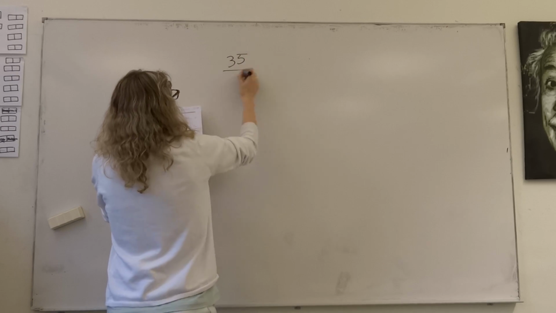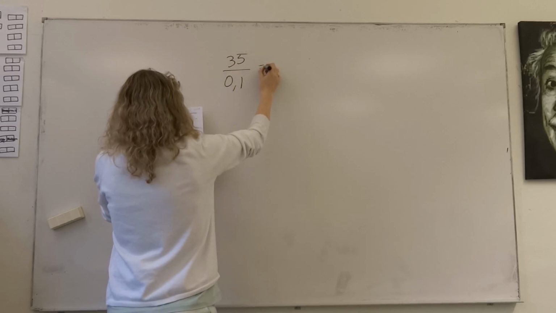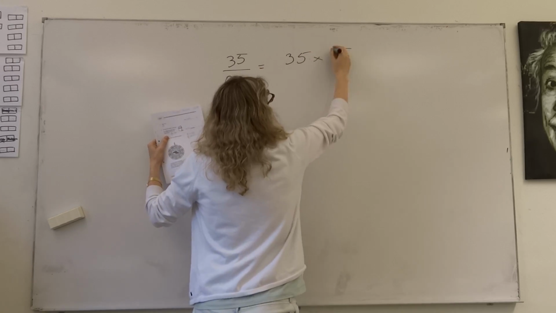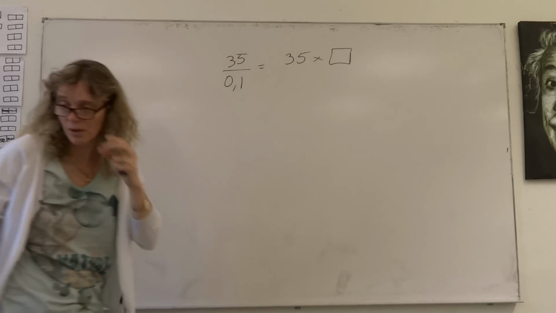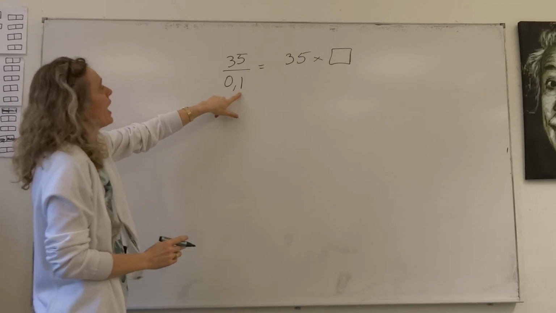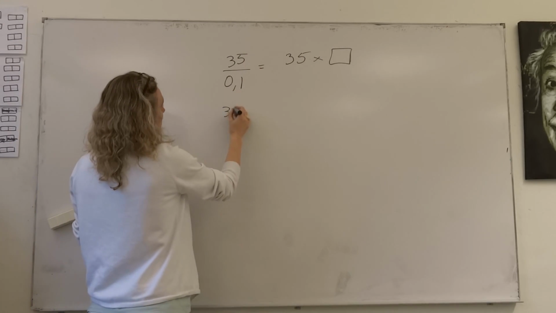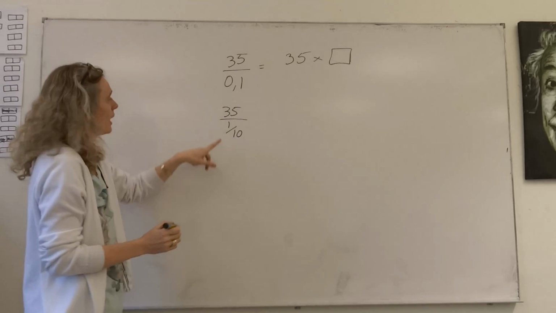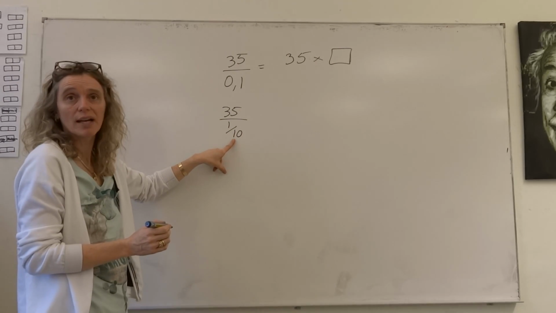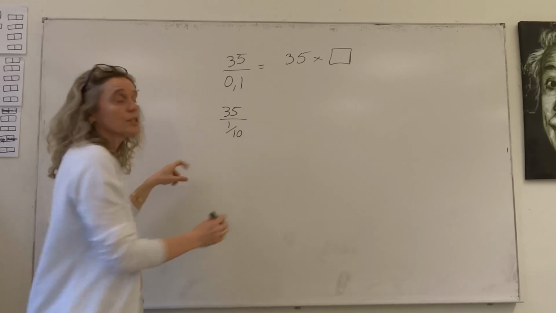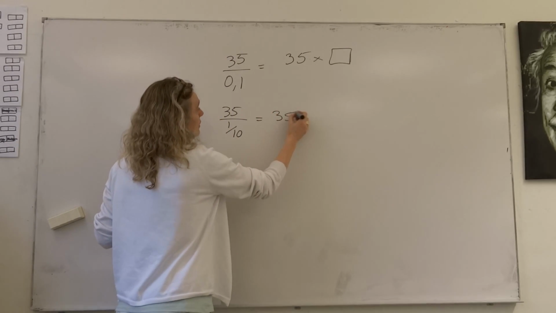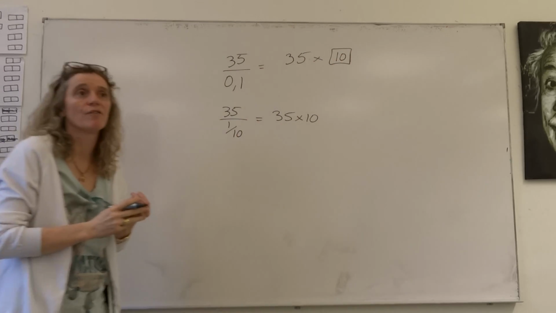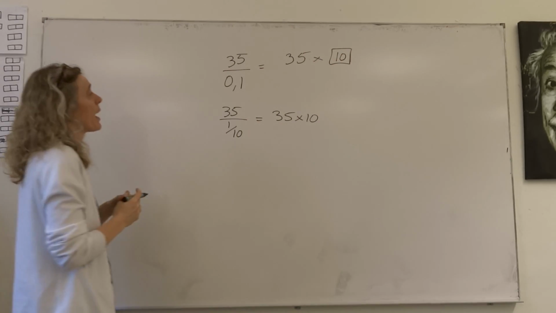35 divided by 0.1 is the same as 35 times something. Well, if we divide by 0.1, it's the same as dividing by 1/10. And here we've got the 10 under the second divide line here, so that's the same as multiplying by 10. So that would be the same as 35 times 10. That's one way of thinking about it.